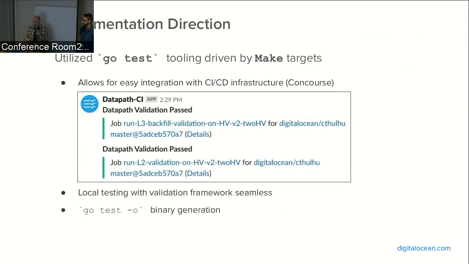The direction of implementation that we went with was to use the go test mechanism. This allowed us to readily integrate it into our CI/CD, which is Concourse. And it also was very low friction for developers because you basically just need the tools you already have installed on your workstation. Lastly, by using the object flag in go test, it allows us to create a standalone binary that we can deploy to hypervisors in order to test our data path during rollouts to make sure that everything is as expected.